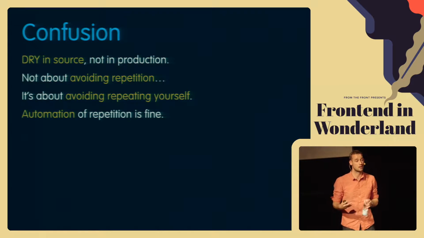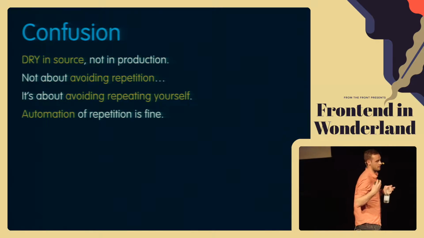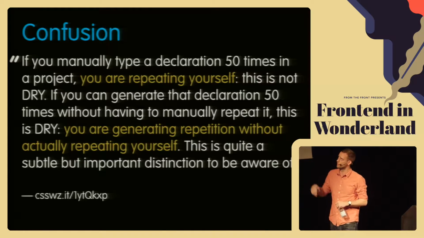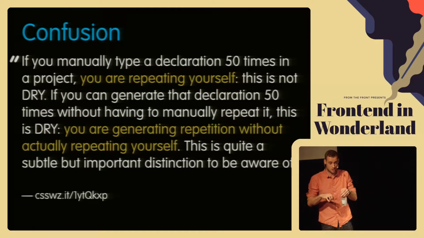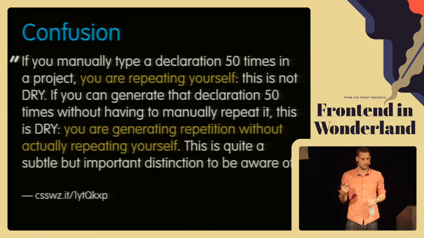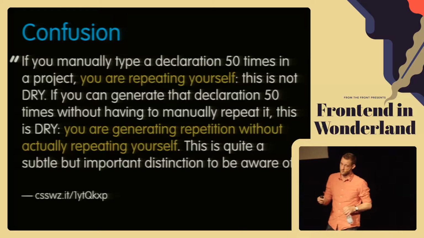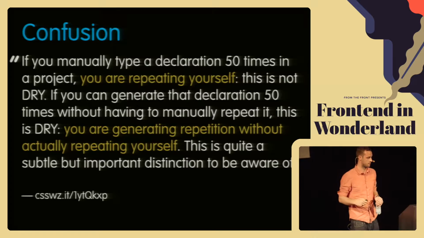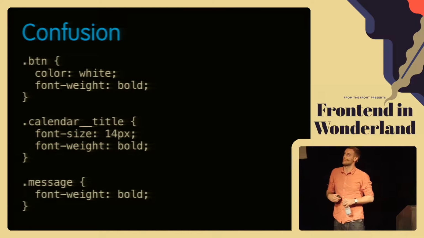Argumentless mixins, for me, are a really good example of how to tie that up into a single source of truth. I wrote a really in-depth article on this. Basically, if you type a declaration 50 times, that's repeating yourself, that's kind of bad. If you generate something, obviously you write something to generate that 50 times, something else is doing the repetition for you. It's completely fine.